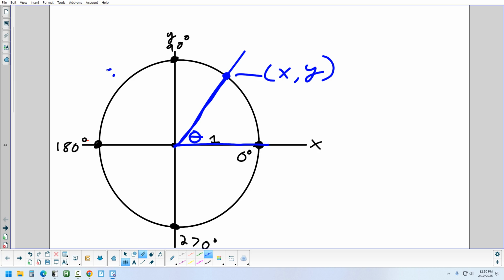So today and tomorrow, we're going to focus on the angle being between 0 and 90. That means the coordinate is always going to be somewhere in this section. So that means it will have a positive x value and a positive y value.